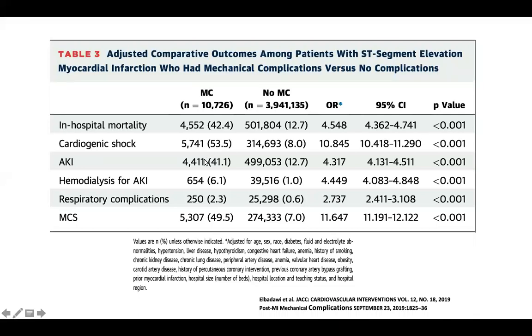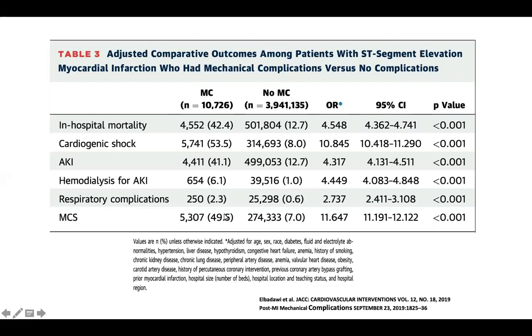Of course, the acute kidney injury, then the dialysis, the respiratory complications, they are high in this group of patients. They are pretty sick, because if you see the cardiogenic shock is in 53% compared to any STEMI, which is just 8%. But in these complications, we see 53% of them are very sick, in a shock state. So naturally, the mortality will be high.